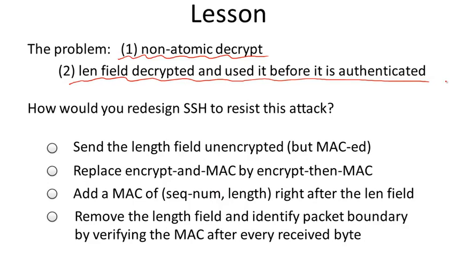So let me ask you, if you had the option of redesigning SSH, what is the minimum change you would do to make SSH resist this attack? And let me tell you that multiple answers might be correct. One option is to send the length field in the clear, just as in the case of TLS. In this case, there's no opportunity for an attacker to submit a chosen ciphertext attack because the length field is never decrypted, and so there's no decryption taking place that the attacker can abuse. Replacing encrypt and MAC by encrypt then MAC doesn't have any impact because this attack would apply either way. The problem is that the length field is used before it's authenticated, and that would have to happen either way. So a better mode of encryption doesn't actually help.